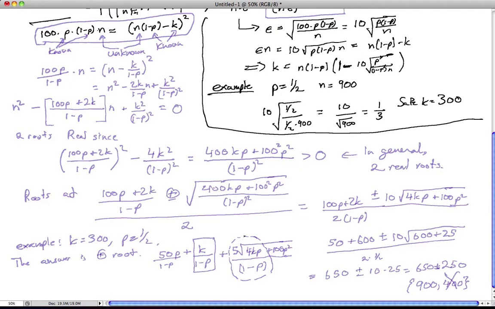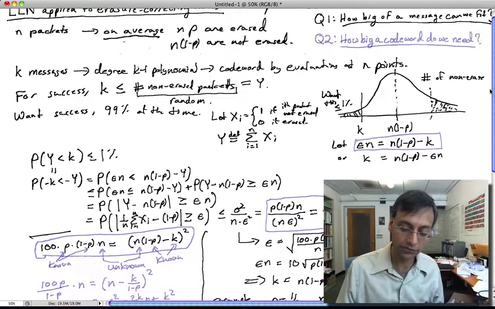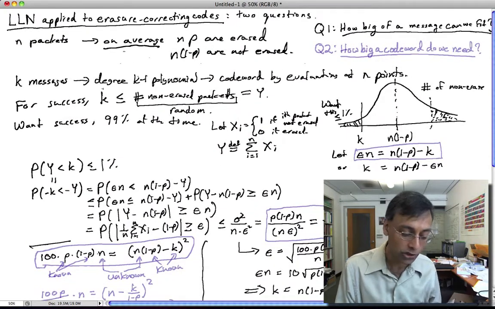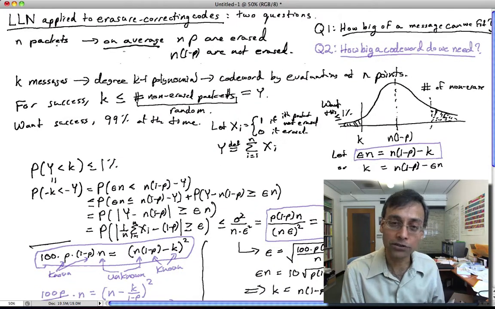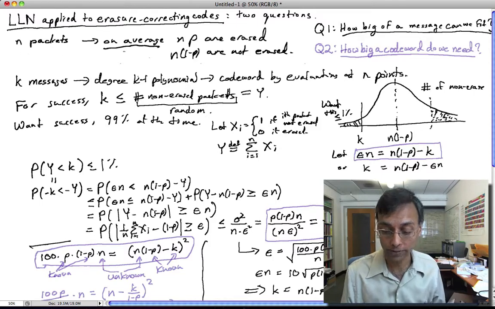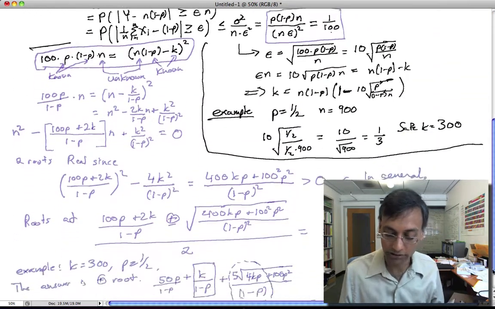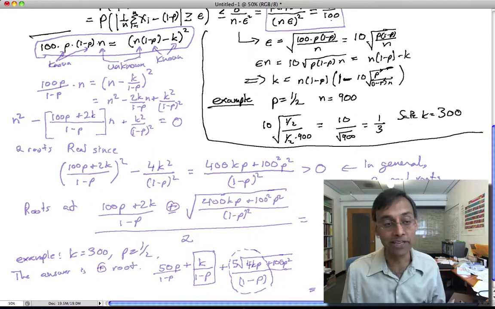So what have we learned from this? We've learned that not only can you use the law of large numbers to figure out how much work we can get done with a certain amount of resource, we can also use it to figure out how much resource we need to get a certain amount of work done. And that's what we've done here, and it's a simple matter of solving a quadratic equation, which is very easy to do.